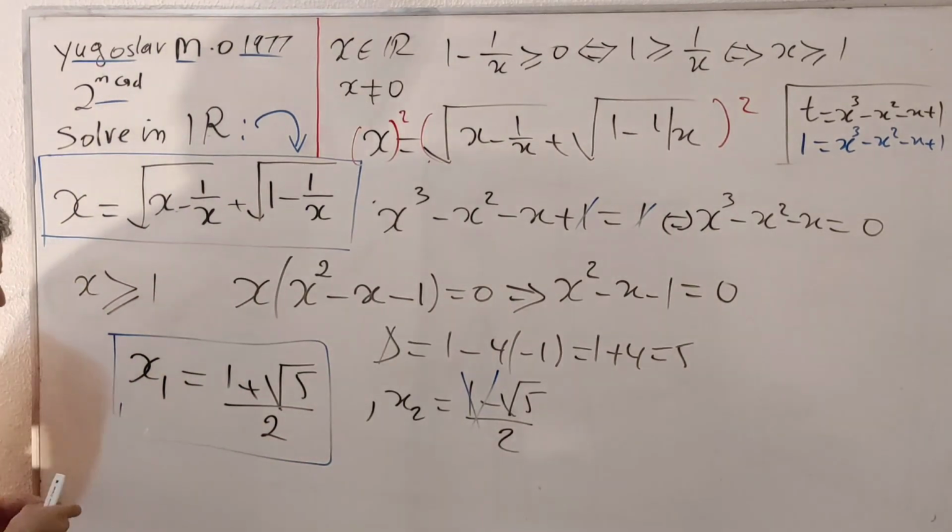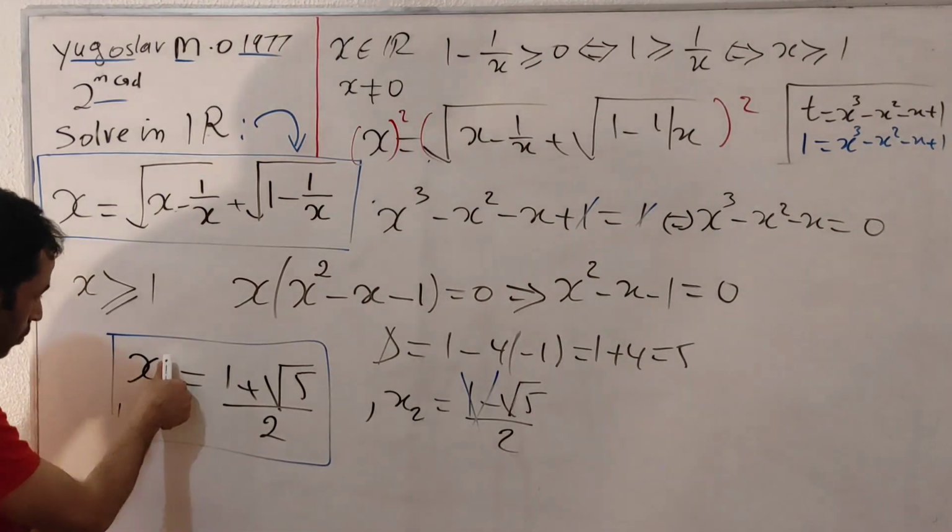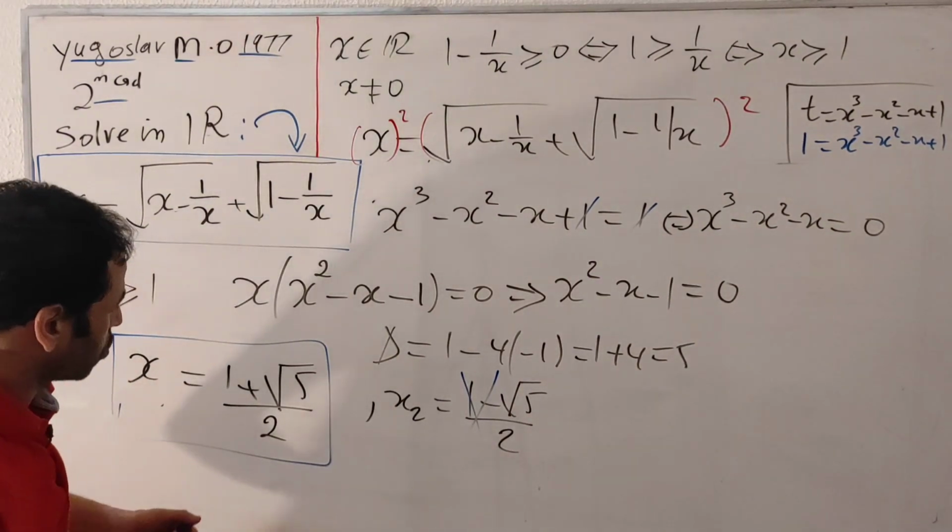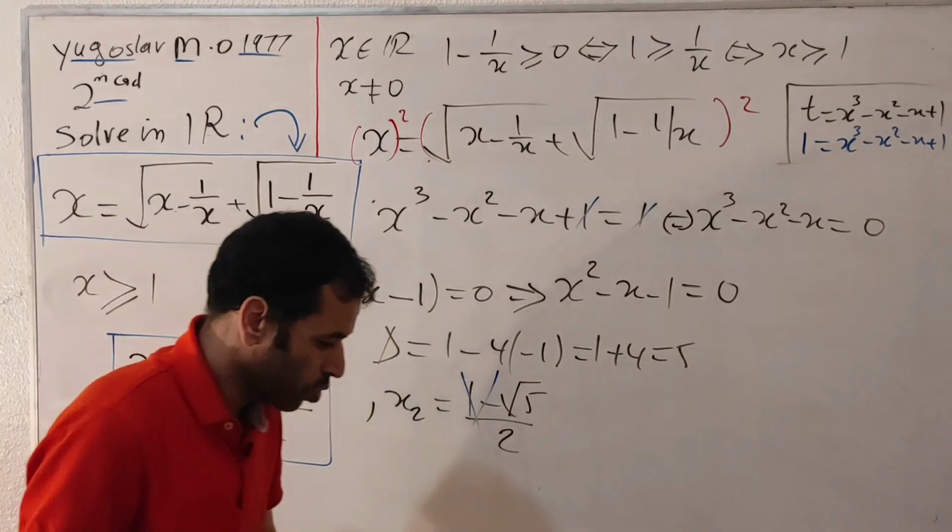Okay. Now I found the solution: x equals 1 plus square root of 5 over 2 is the solution for this equation.